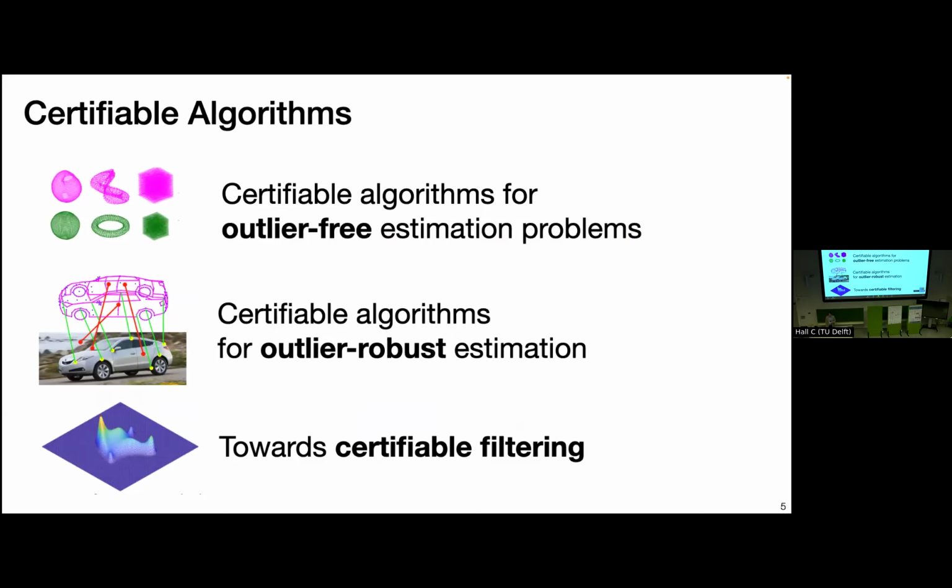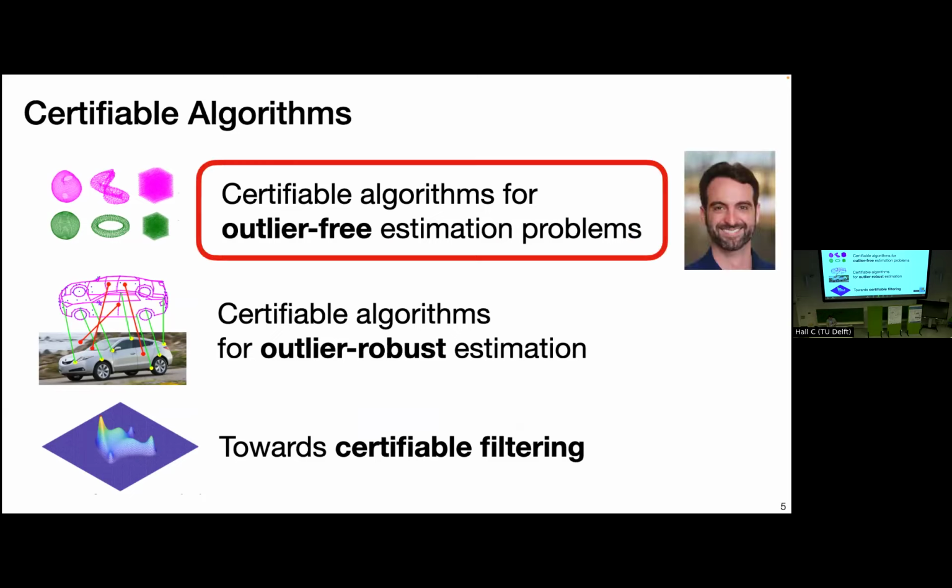The plan for today is to give you a little bit of an overview of the work on certifiable algorithms for perception over the last 10 years, to be honest. I will start talking about outlier-free estimation problems. That's the initial problems that were solved back 10 years ago. I will talk about more recent work on outlier robust estimation. And then I will tell you a couple of things about certifiable filtering and things that we're working on right now. We're very excited about the topics. We have few results, but still ongoing at this point.